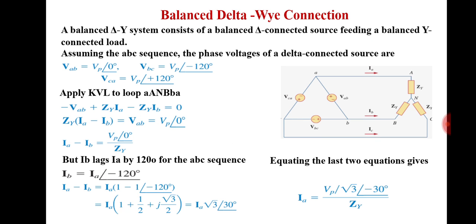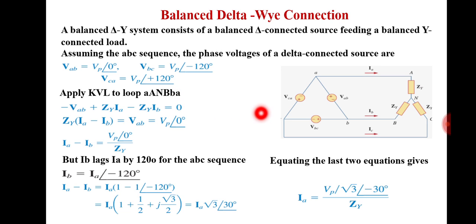Now the balanced delta star connection. A balanced delta star system consists of a balanced delta connected source feeding a balanced star connected load. We see in the diagram. Assuming the ABC sequence, the phase voltages of a delta connected source are VAB is equal to VP with angle 0 degree, VBC is equal to VP with angle minus 120 degree, VCA is equal to VP with angle 120 degree.